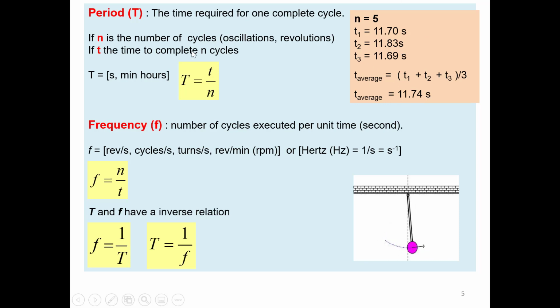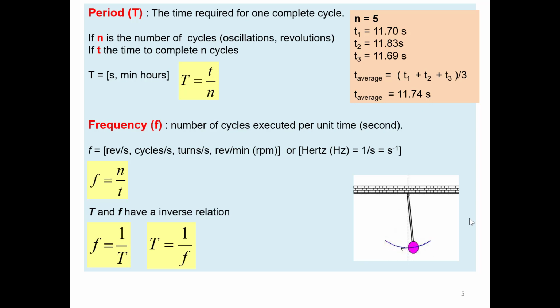Then to get the time, we had to take the average of these 3 different times. The average is, we add these numbers together and divide by 3. And when we did that, we got the average time: 11.74 seconds. This is the average time for 5 cycles, but we want to know the period. The period is the time for 1 cycle.